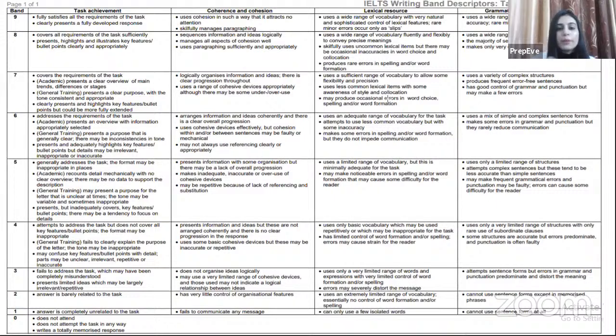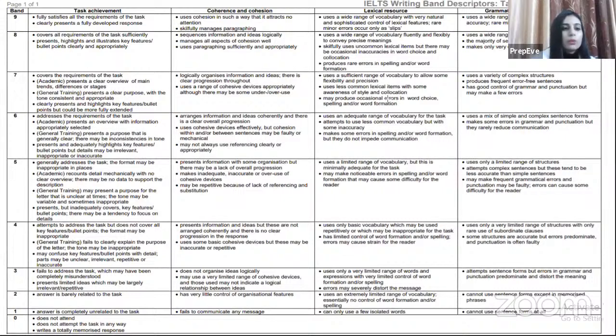Each of them carries 25% weightage, which means that you have to give almost equal attention to each one of them. Right? It's not that you just keep memorizing vocabulary and new words and you don't focus on your grammar or on your task achievement. That will not help you out in scoring 7 or even 6.5.